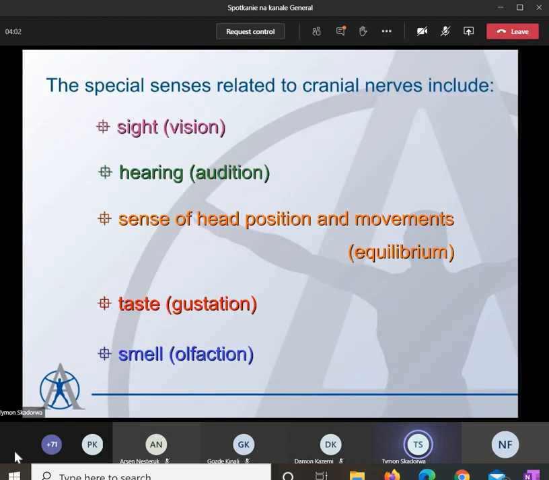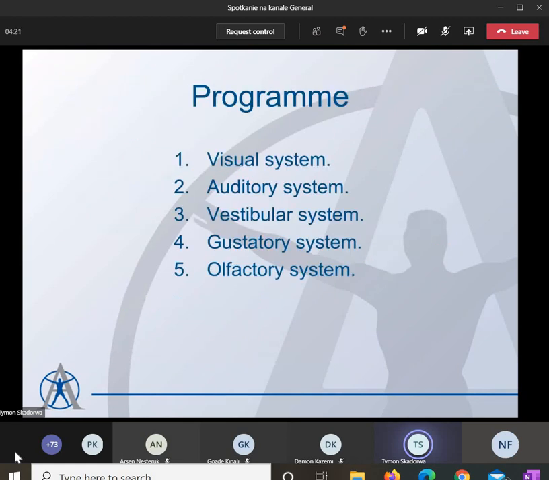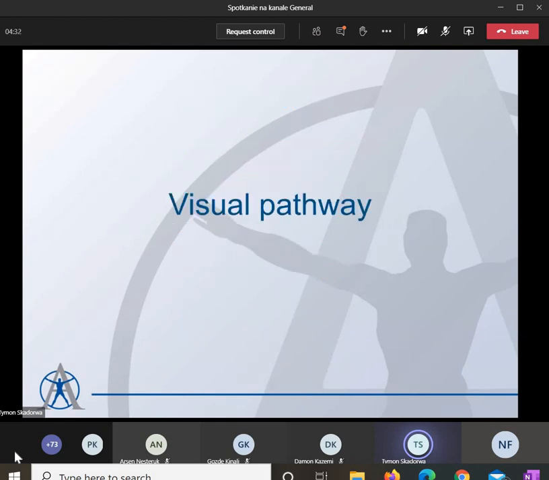And actually these are sight, which is vision. Then we have hearing or audition, sense of head position and movements, which is equilibrium, taste, which is also known as gustation, and smell, which is called olfaction. And this is actually the program of today's lecture. We will talk about the visual system and the visual pathway, the auditory pathway, vestibular, gustatory, and olfactory pathways. So today we start with the visual pathway, which is very nice for the students and for everyone actually, so it is good to know it.